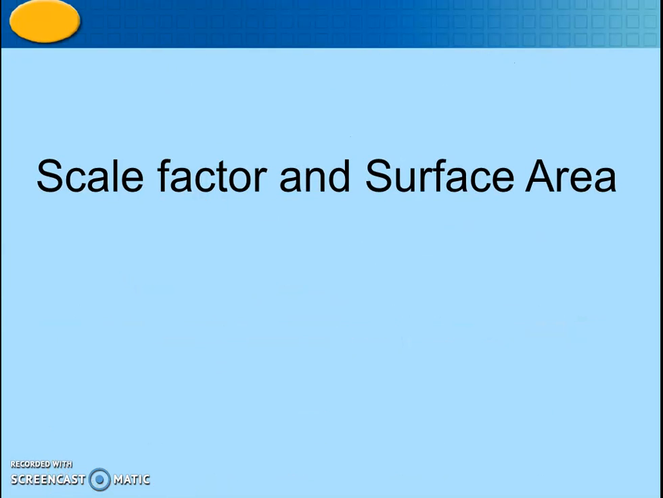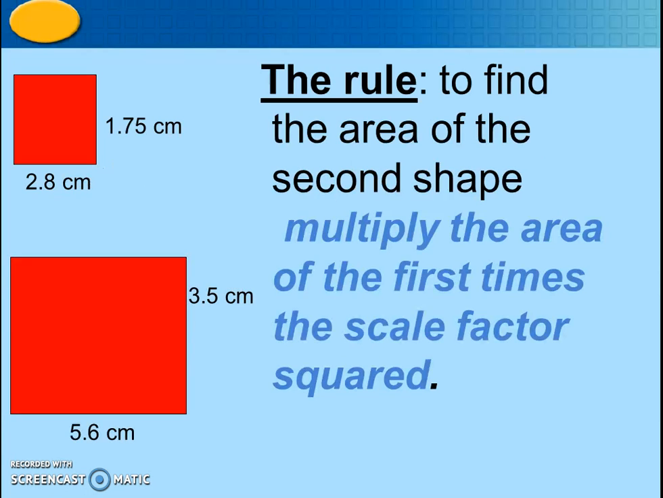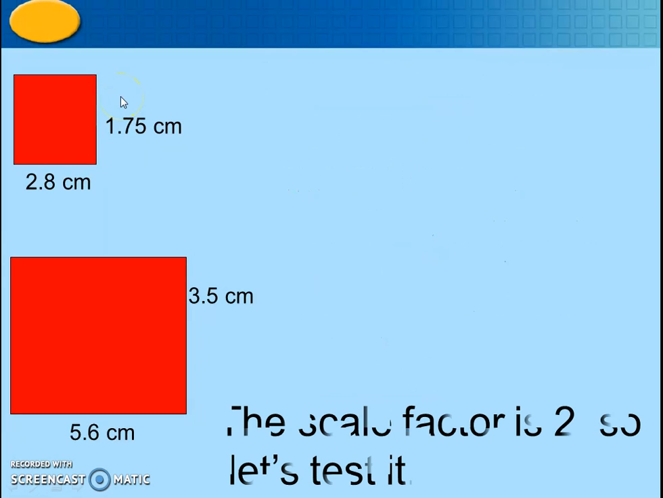Okay, scale factor and surface area. So now we're going to look at how scale factor can relate to surface area and help you with some calculations. The rule to find the area of the second shape is to multiply the area of the first shape times the scale factor squared. So we know the scale factor is 2 by working it out with our matching sides.